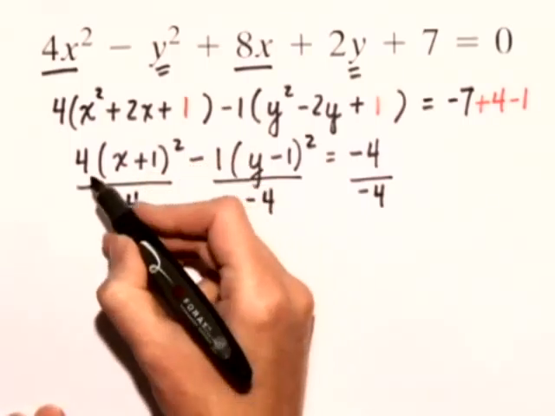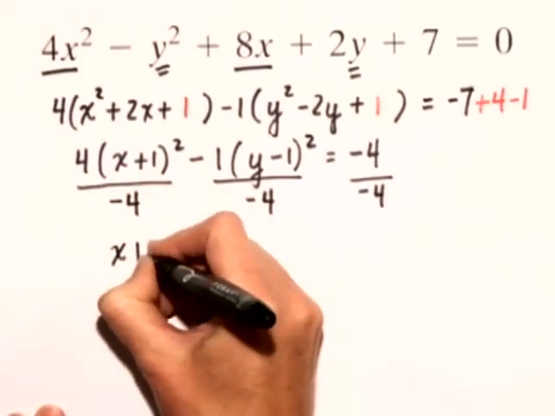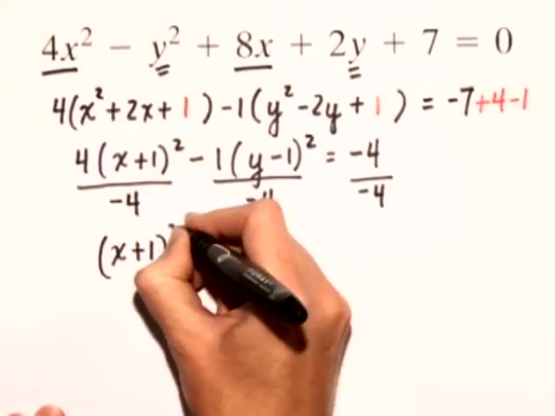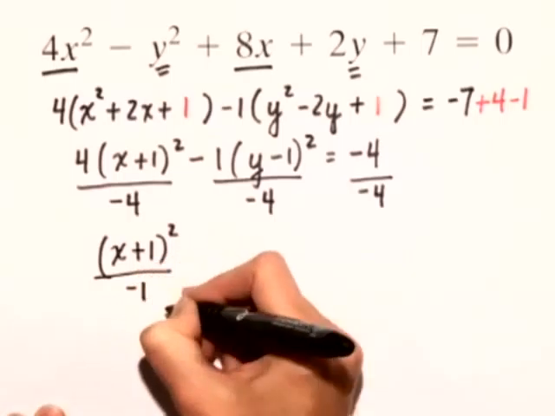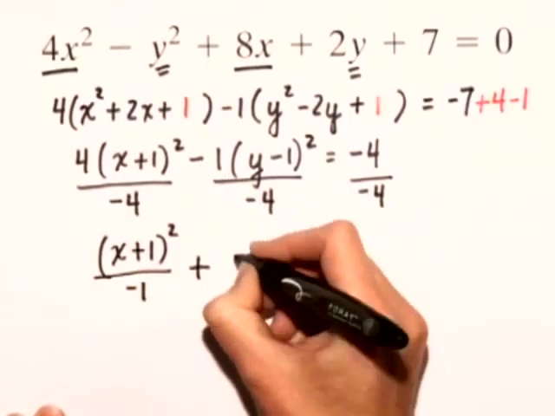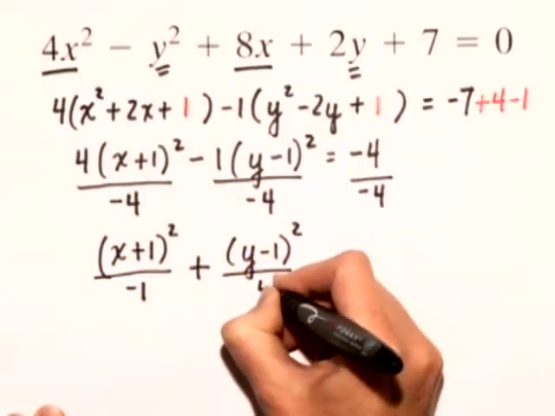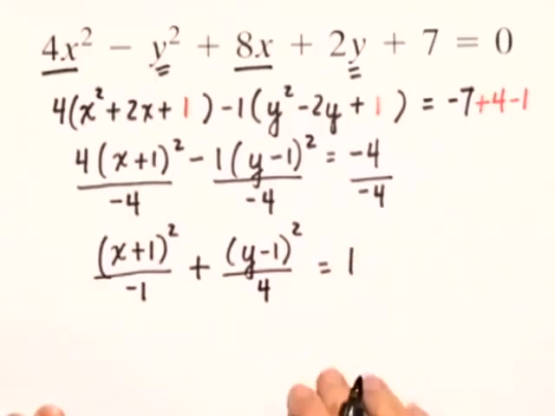When we do that, we have 4 divided by negative 4 gives us negative 1, so we have x plus 1 quantity squared divided by negative 1. The minus minus becomes plus. We have y minus 1 quantity squared over 4 is equal to 1. Now this is a hyperbola.